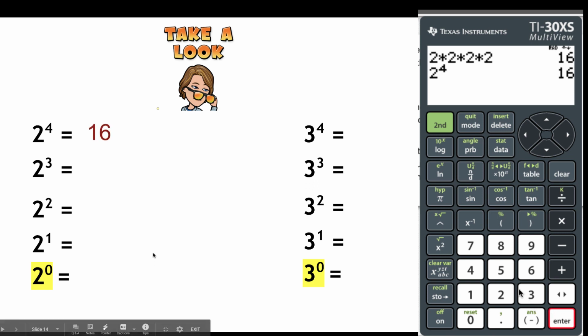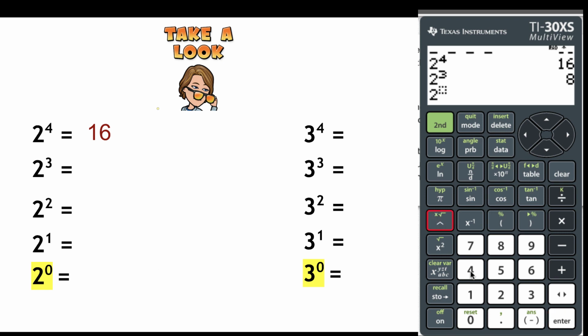Let's do 2 to the 3rd power. You don't have to write anything down right now. Just do it with me. So 2 to the 3rd power, 8. 2 to the 2nd power, we know that one, 4. 2 to the 1st power, this one always throws people off. Remember, my exponent tells me how many times my base is being used as a factor. So here, 2 is being used as a factor once. It's just 2. 2 is the only factor on the page when we're doing 2 to the 1st power. 2 to the 0 power, 1. What?